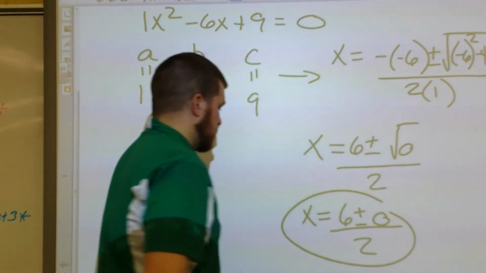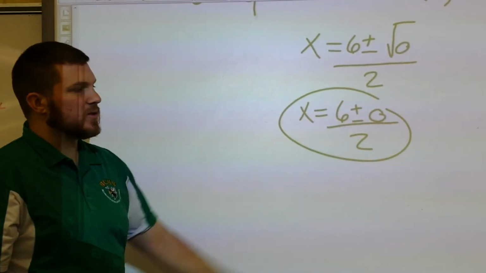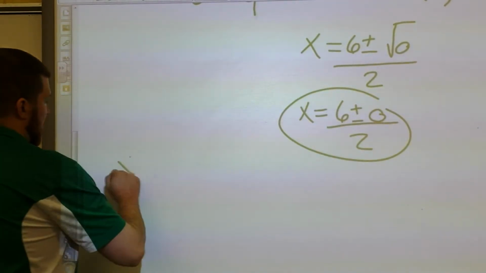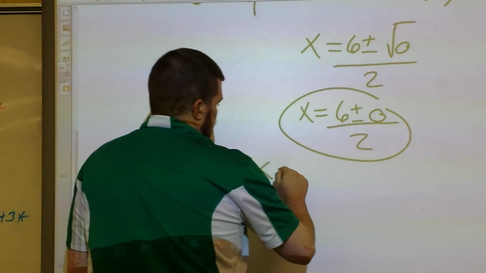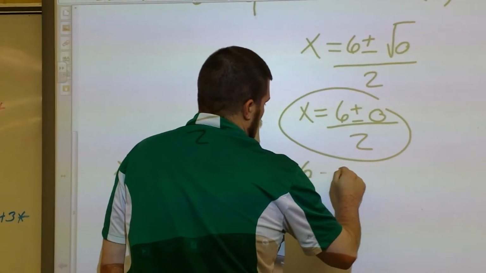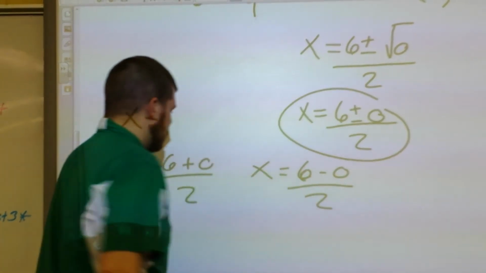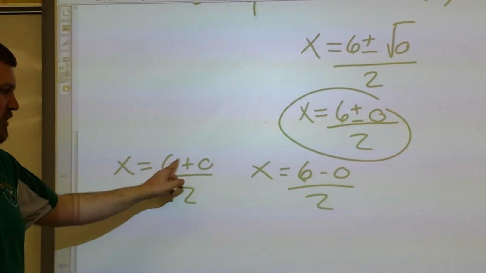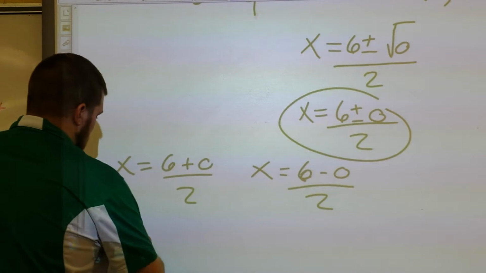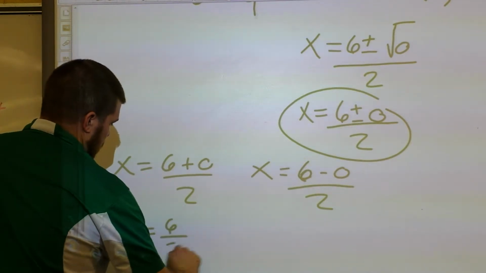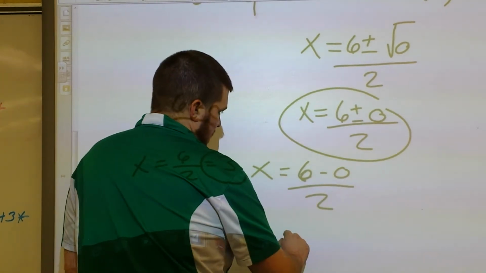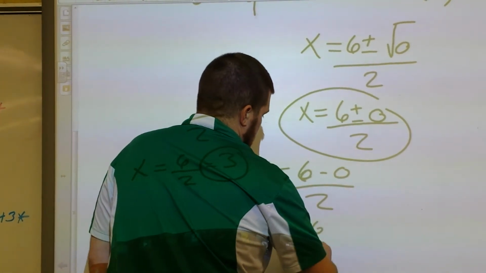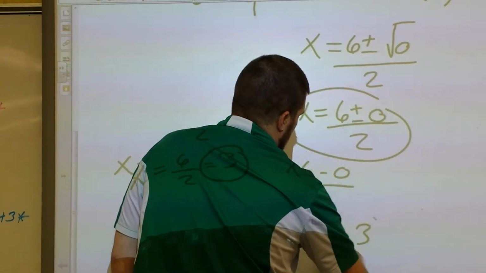Have x by itself, so technically that's my answer. I want to split this up though. So x equals 6 plus 0 divided by 2, and x equals 6 minus 0 divided by 2. Let's clean it up. Obviously on top, 6 plus 0 is 6. So x equals 6 over 2, which is 3. 6 minus 0 on top is 6. So 6 over 2, which is 3.